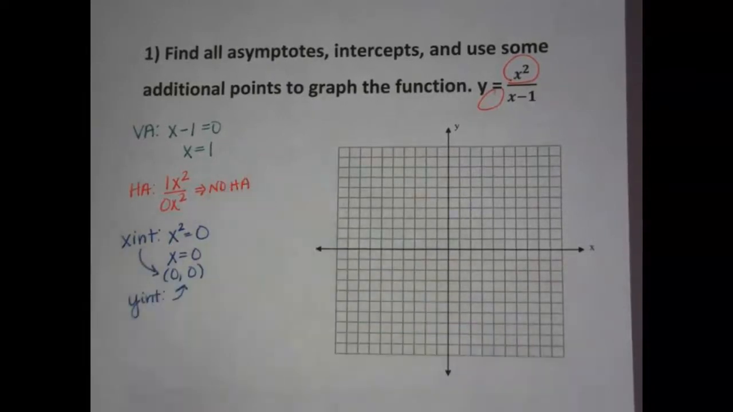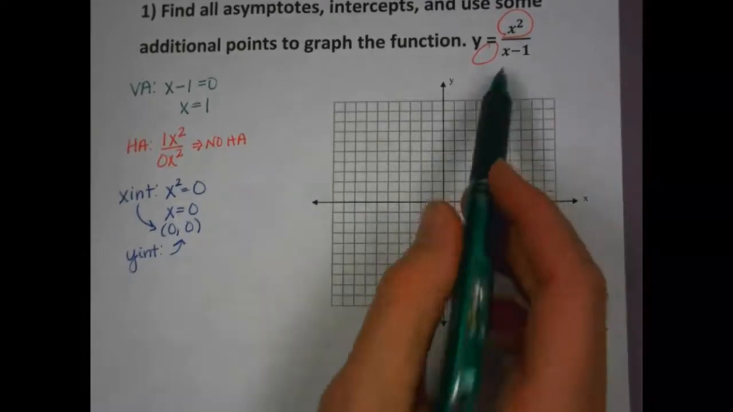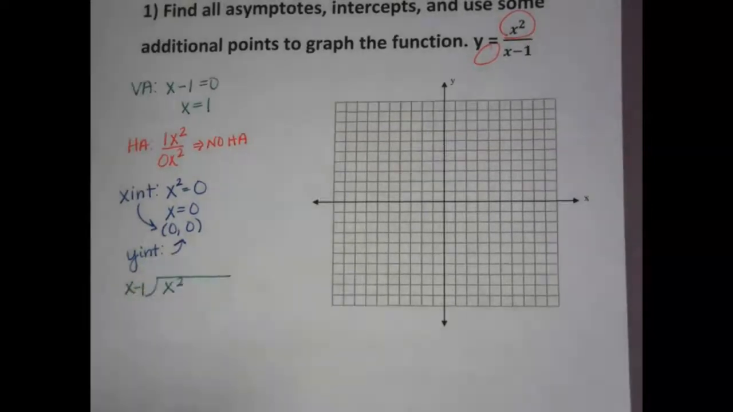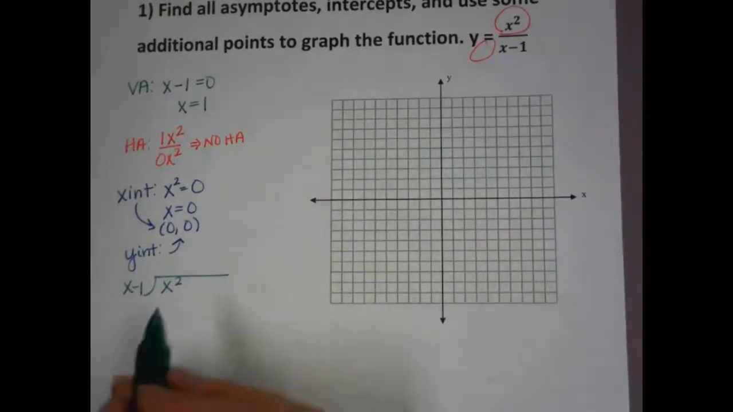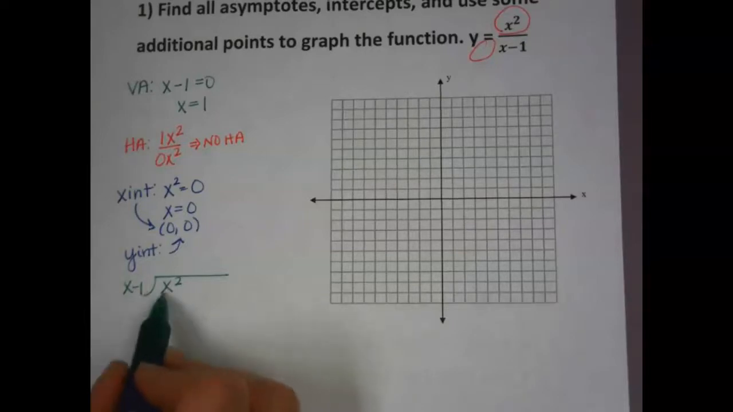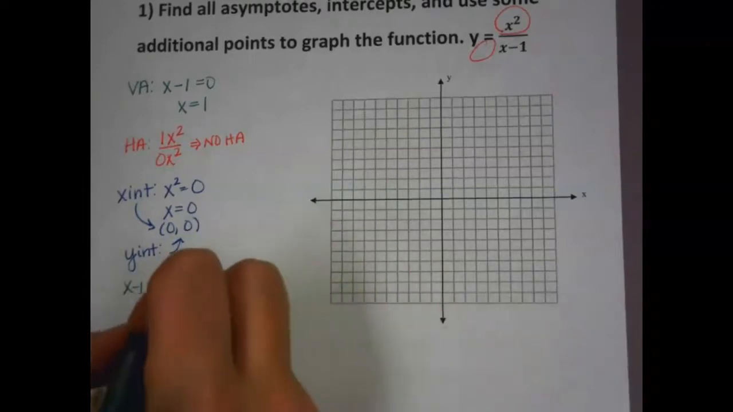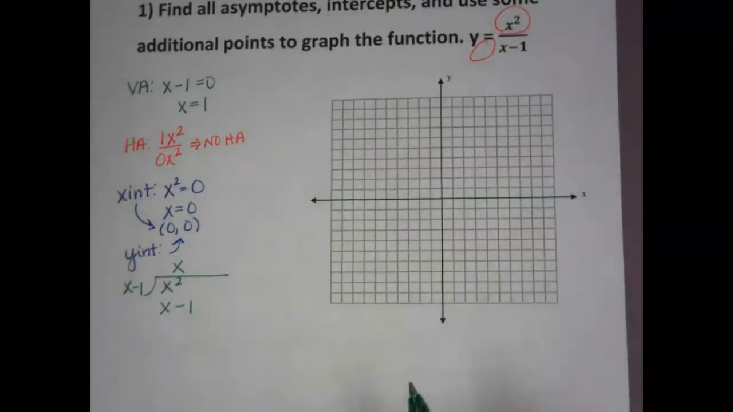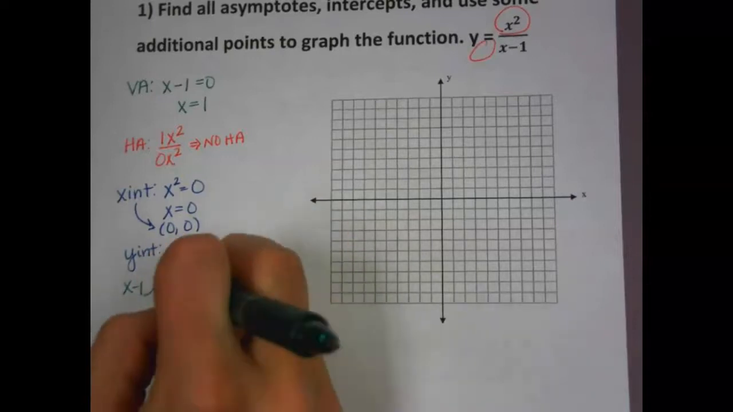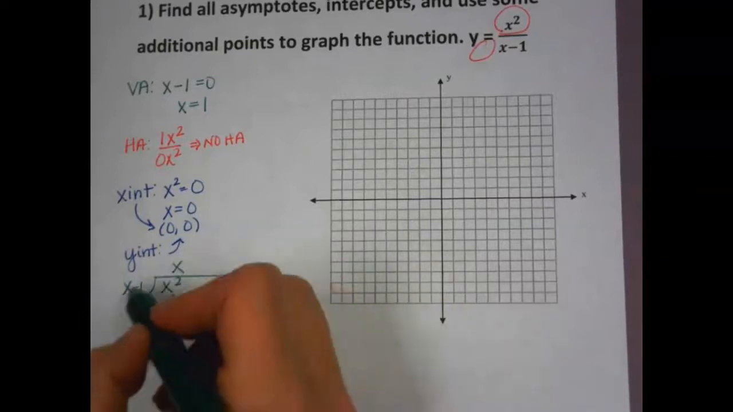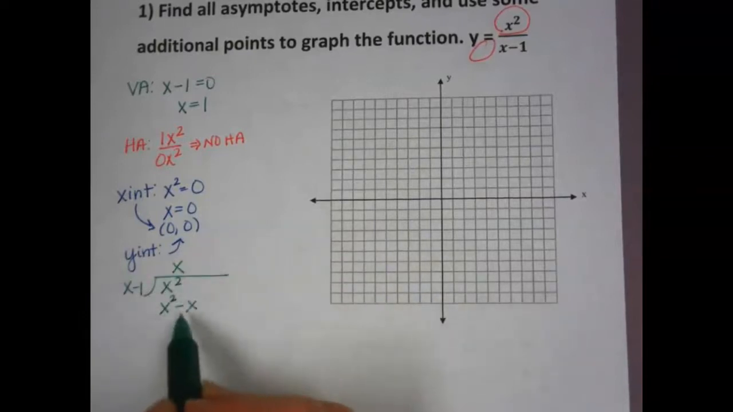Okay, so now we know that we need to do long division to find the slant asymptote. So we're going to take x minus 1, that goes on the outside, x squared on the inside. So we see how many times does x go into x squared? Well, that's x times. And then we're going to multiply x times x minus 1, and when we do that, we get x squared minus x.